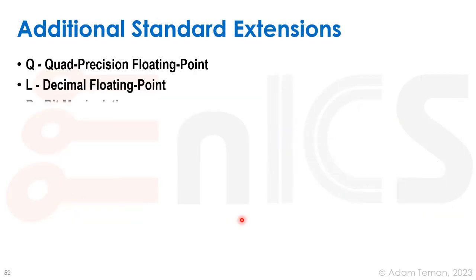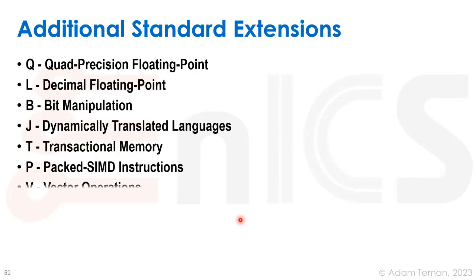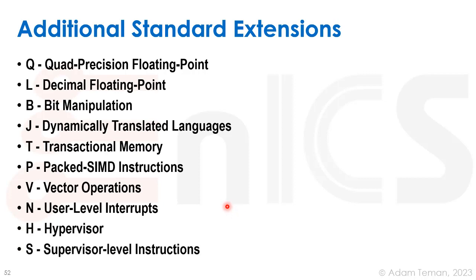Additional standard extensions have been developed over time, there are several of them. There might be more than what I wrote here, or they may be developing more as we go on. So there's quad precision floating point, decimal floating point, bit manipulation, dynamically translated languages, transactional memory, packed SIMD instructions, vector operation, user level interrupts, hypervisor and supervisor level instructions.